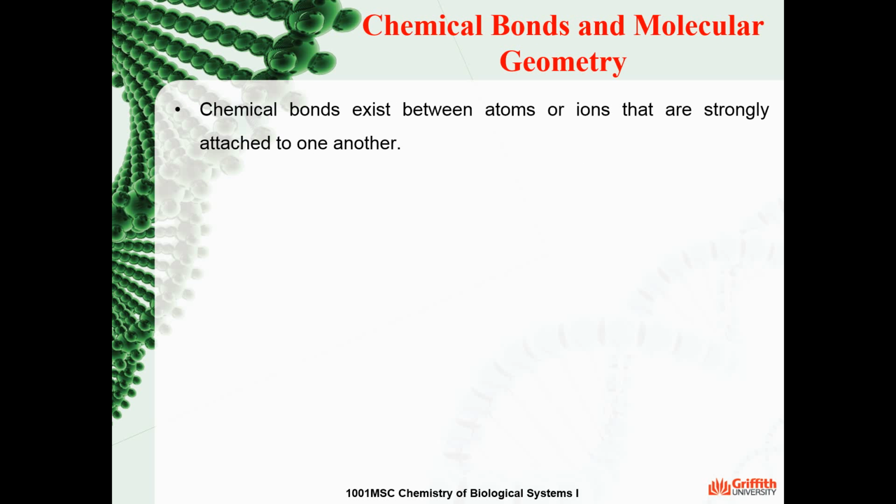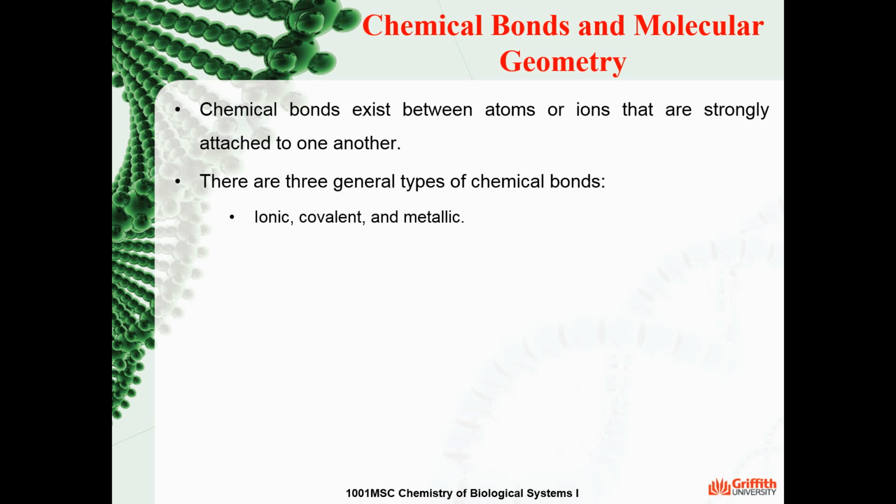Chemical bonds refer to the forces that exist between atoms to form compounds. There are 3 types of bonds: ionic, covalent, and metallic. Our focus in this course will be on the first 2 types, the ionic and covalent bonds. In a nutshell, ionic bonds happen in ionic compounds between a cation and anion, so there is a total transfer of electrons from the cation to the anion.